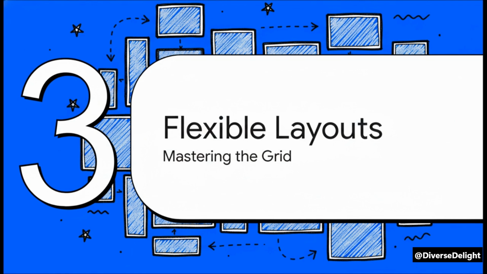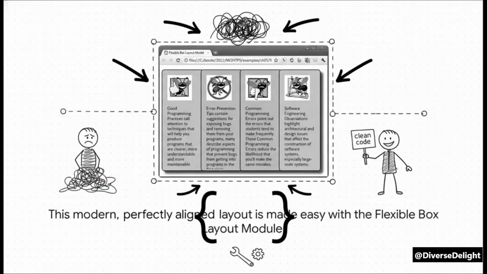Okay, we've got motion and we've got personality. Now we need a solid structure to hold it all together. And that brings us to our final technique. And honestly, this one might be the most powerful of them all. It's time to master modern layouts with something called the Flexible Box Layout Module, or as everyone calls it, Flexbox. Take a look at this.